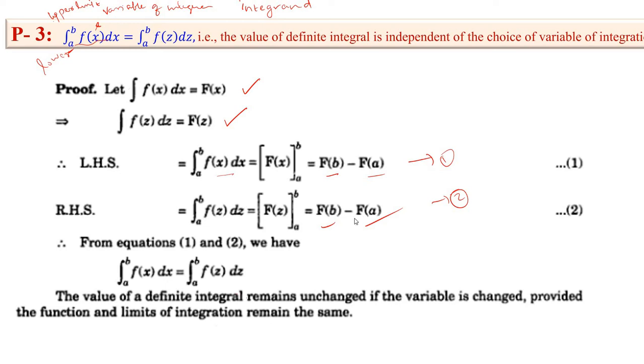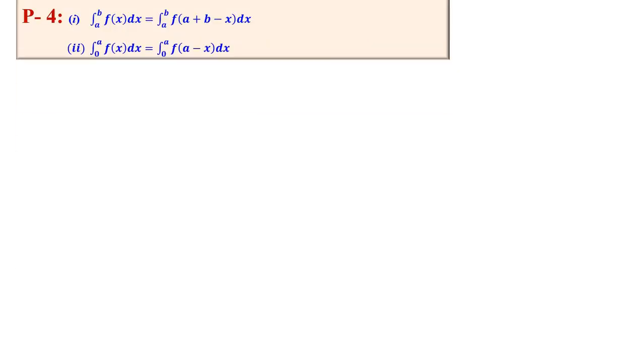When you change it, then instead of a, b, you have say c and d, will they be equal? No. So the limits of integration should be the same and the integrand f of x should be the same. So in that case, we will have this. It's only a dummy variable. Now the fourth one, we have two subdivisions. First one, integral a to b f of x dx is integral a to b. Just add these two up.